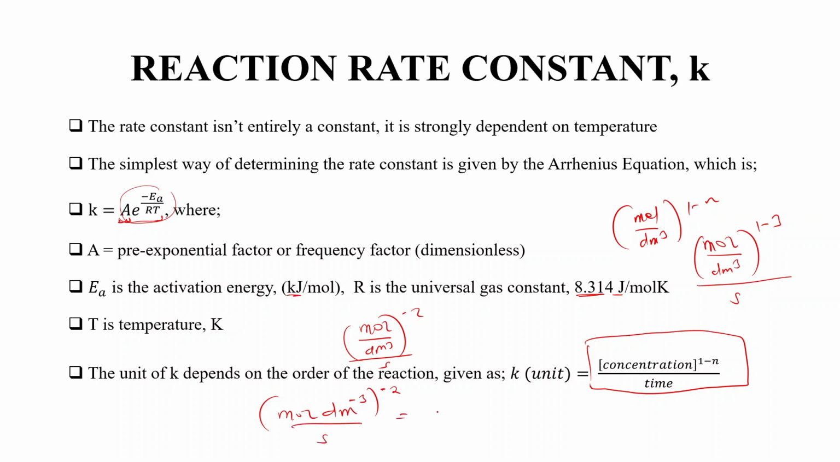So I'm going to have mole to the power negative 2 dm to the power 6 seconds to the power negative 1. So this becomes the unit of a third order rate constant, and it is fixed. It is fixed because you are looking at the unit of concentration divided by the unit of time. The only thing that changes is the time. So if your time is in hours, that will be hour to the power negative 1. If it is in seconds, second to the power negative 1.